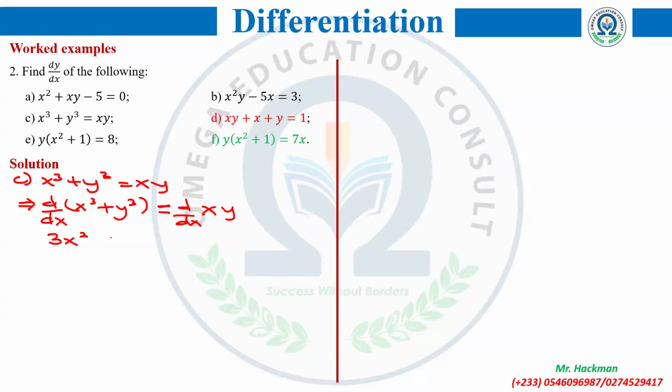Very good. Then plus, we are going to find d dx of y cubed. That will give us 3y squared.